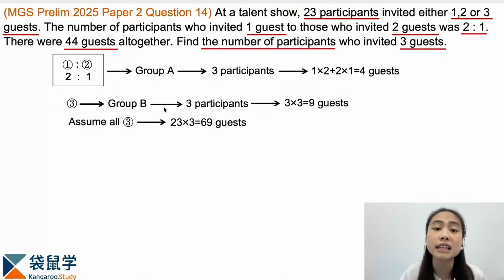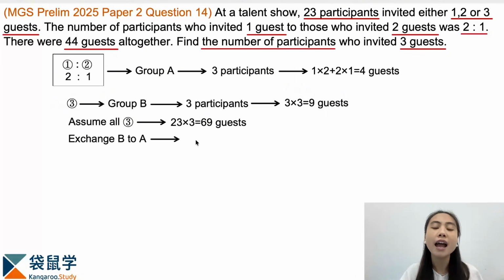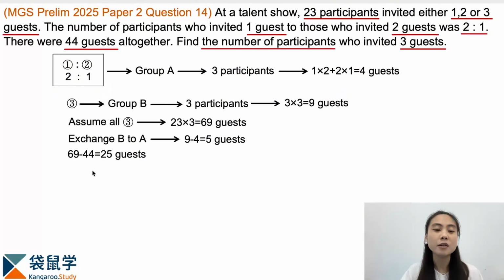Unfortunately, it's false again, which means here we need to use some group A to replace some group B. Then if I use one group A to replace one group B, how many guests will decrease? It should be 9 minus 4 equals 5 guests. So class, we need to decrease how many guests totally? It should be 69 minus 44 equals 25. Then we can use 25 divided by 5 equals 5.